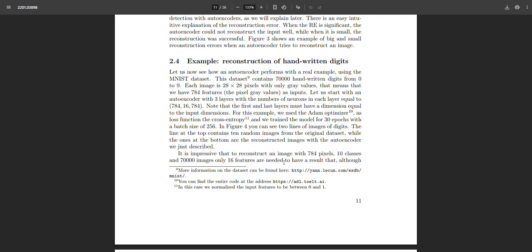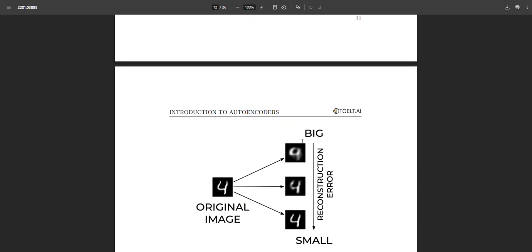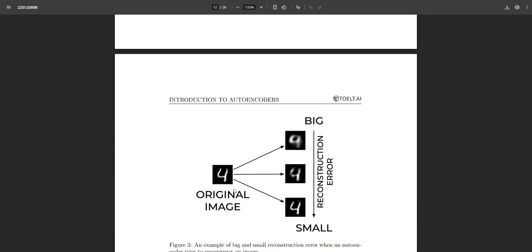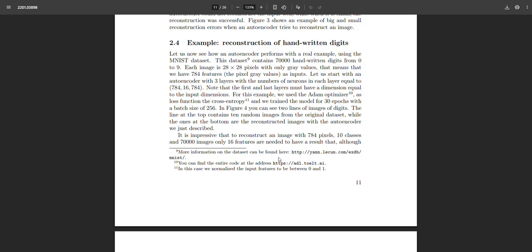We will ground our point with a real world example here. Reconstructing handwritten digits using the MNIST dataset. The dataset contains 70,000 handwritten digits from 0 to 9. Since each image size is 28 times 28 pixels with only gray values, we have 784 features as input for our autoencoder. For our first experiment, we use a simple 3-layer autoencoder with a structure of 784, 16, 784.